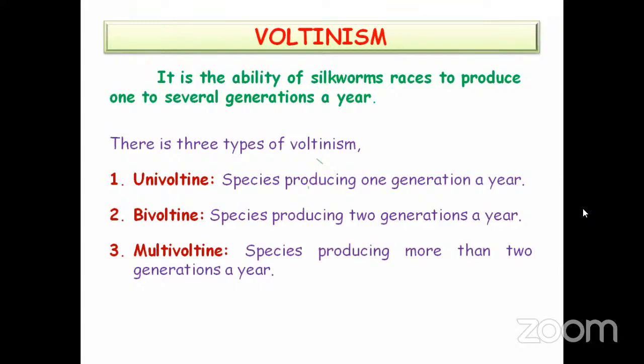So univoltine means the species of the silkworm produce only one generation in a year. Then the species that produce two generations in a year are called bivoltine races. And multivoltine races means these species produce more than two generations in a year.